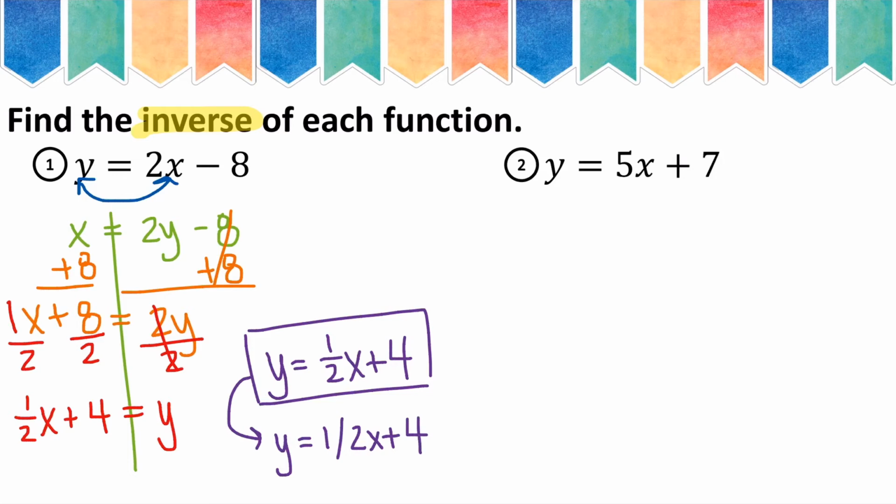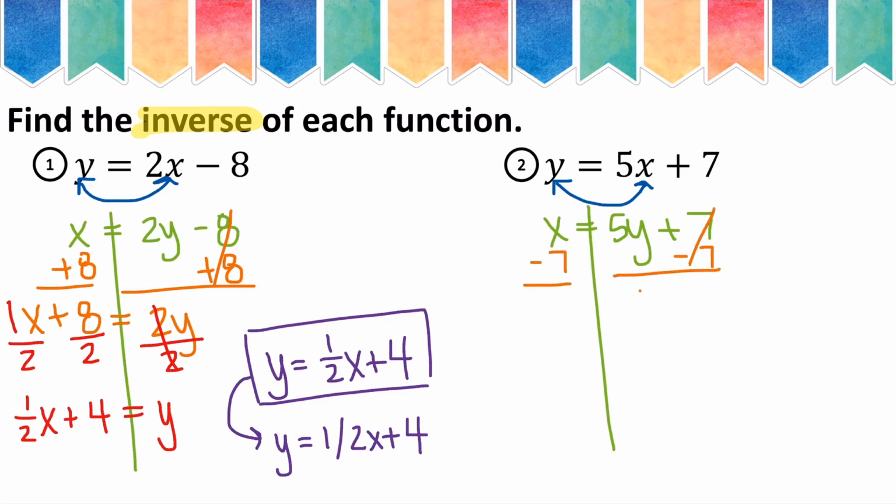Let's look at the second example. Again, I will switch x and y. So this problem becomes x equals 5y plus 7. And now we need to get y by itself. So first I will subtract 7 from each side. 5y comes down, and x minus 7 comes down.